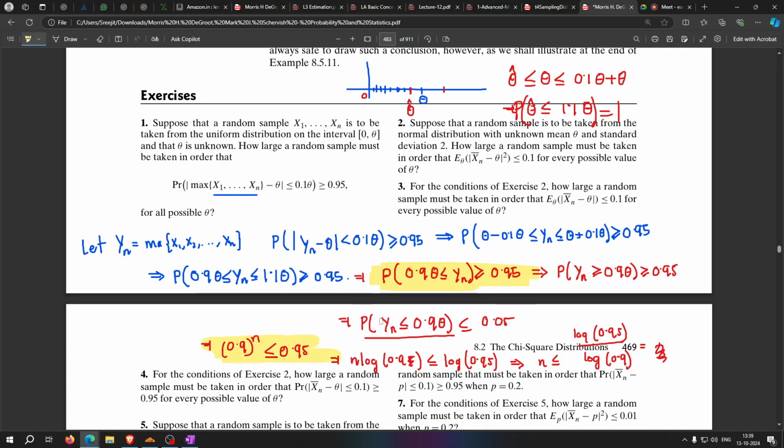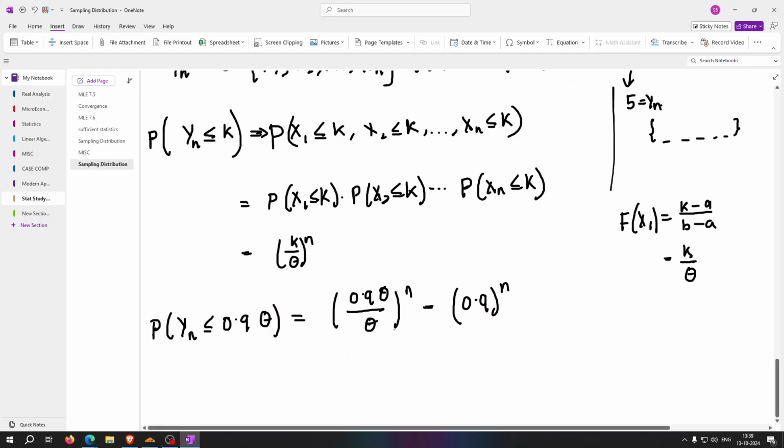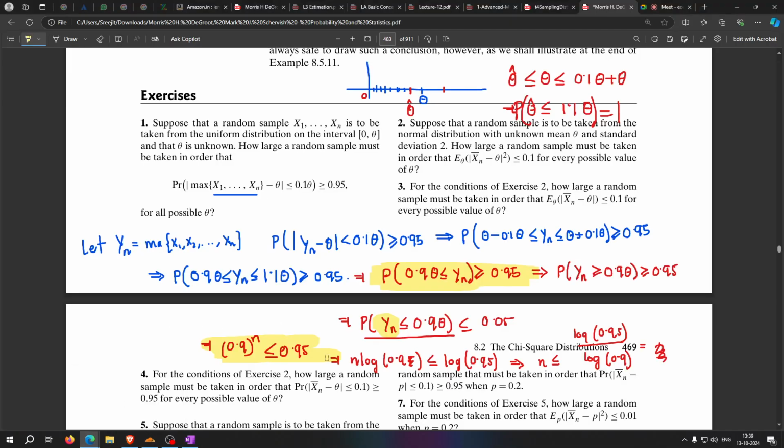right? I know what the sampling distribution of yn is. Because I knew what the sampling distribution of yn is, I was able to come up with this expression. If I did not know this, I wouldn't have been able to come up with this expression, and I wouldn't have been able to calculate this probability, and I wouldn't have been able to find my sample size. So that is the sampling distribution part. That is how sampling distribution comes into play.